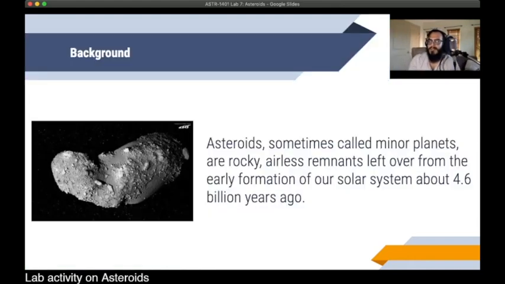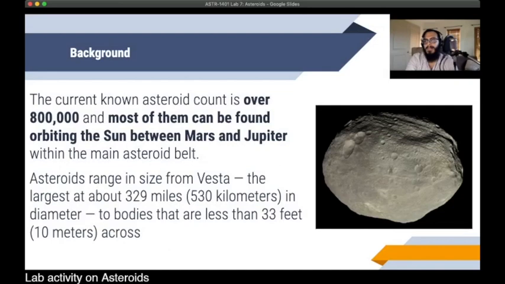So a little bit of background. Asteroids, sometimes called minor planets, are rocky, airless remnants left over from early formation of our solar system about 4.6 billion years ago. We do include some images here of some asteroids. The current known asteroid count is over 800,000, and most of them can be found orbiting the Sun between Mars and Jupiter within the main asteroid belt. Asteroids range in size from Vesta, the largest at about 329 miles or 530 kilometers in diameter, to bodies that are less than 33 feet or 10 meters across.